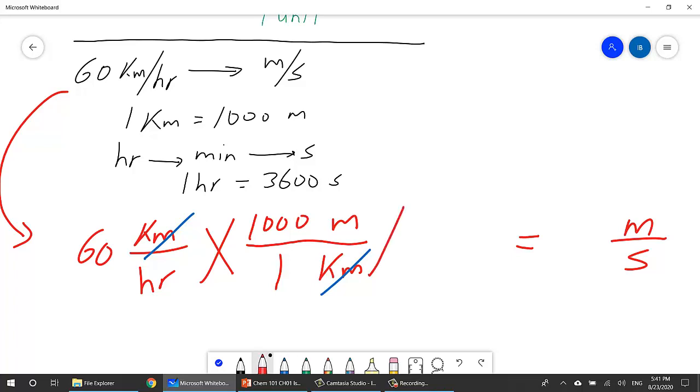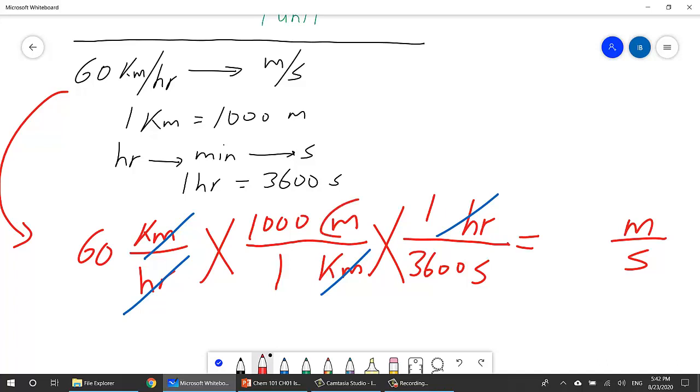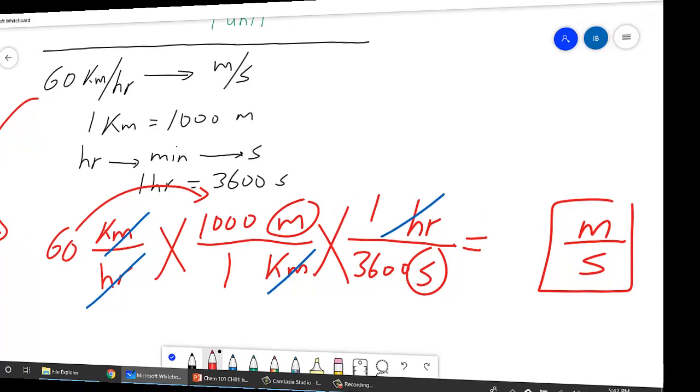We need to continue and multiply again by a conversion factor that goes from hour to second. You see, I'm putting the hour up now, so it cancels out with that. But 1 hour is not equal to 1 second. 1 hour is equal to 3,600 seconds. So now you're good. Now you have meter per second, which is exactly what you want. So what you do here is multiply 60 times 1,000, which is 60,000, divided by 3,600.